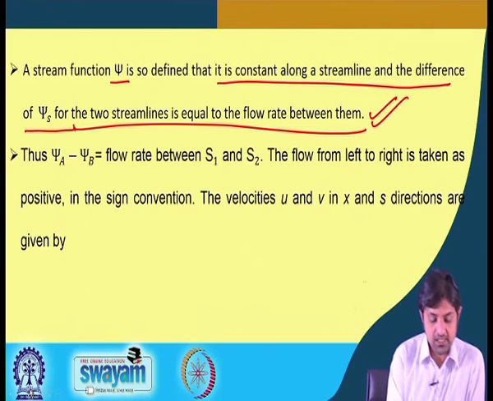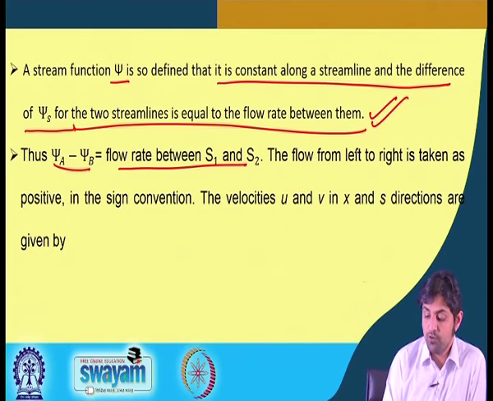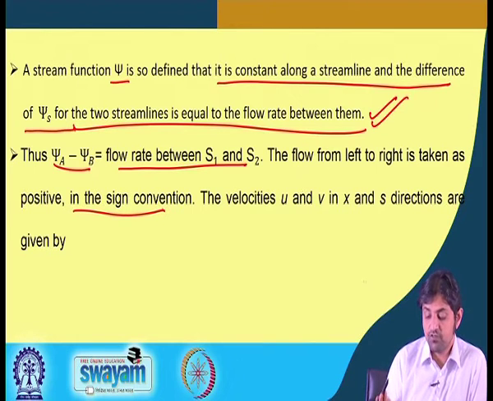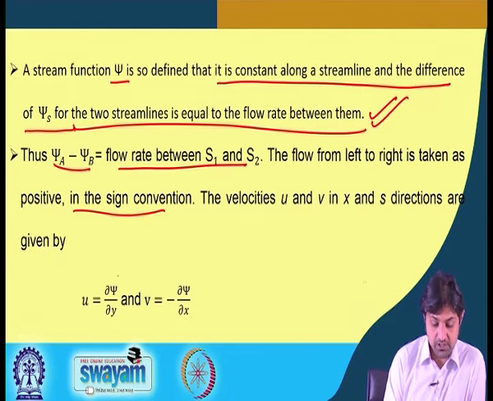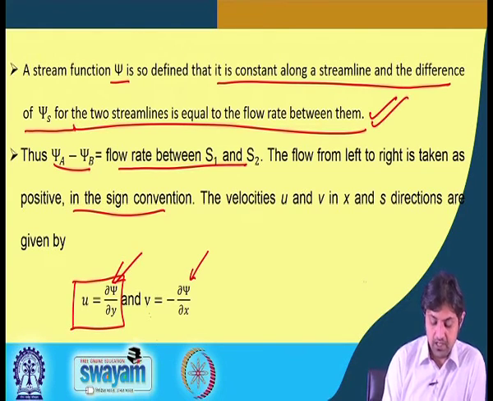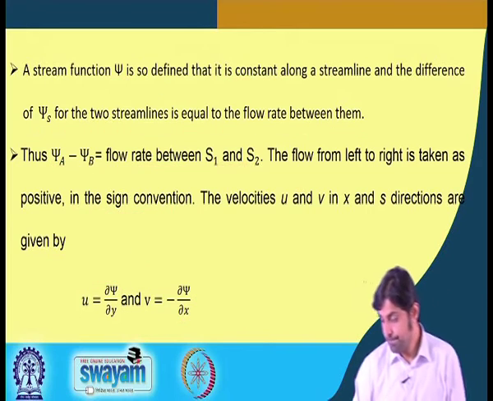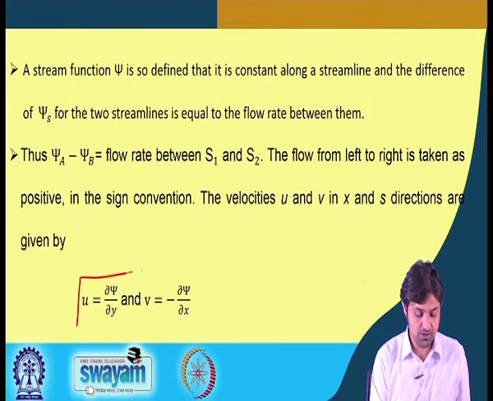Thus, phi A minus phi B is equal to the flow rate between S1 and S2. The flow from left to right is taken as positive in the sign convention. So this is what we assume, that if the flow is from left to right, it is positive. The velocities u and v in the x and y direction are given by, this is important, if there is a stream function psi, u is given by del psi by del y, and v is given as minus del psi by del x. This is the most important formula that you must remember.